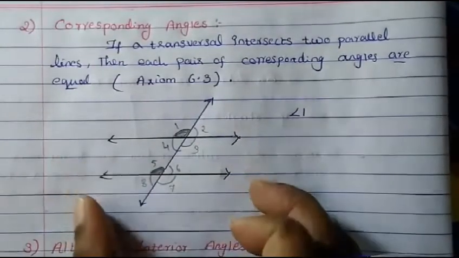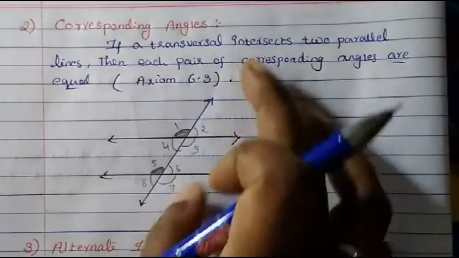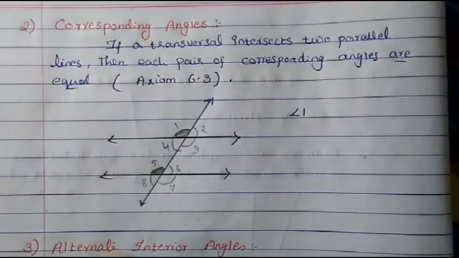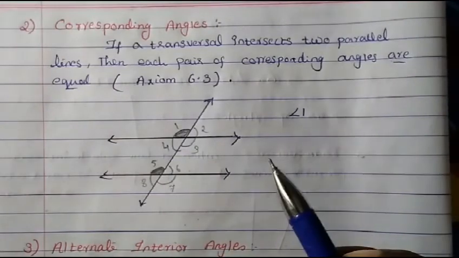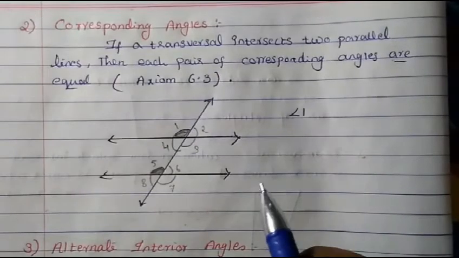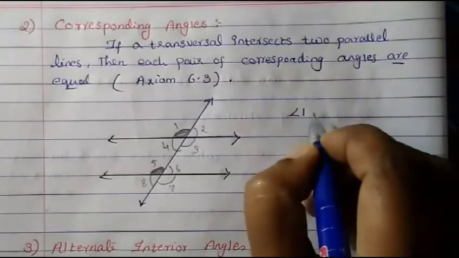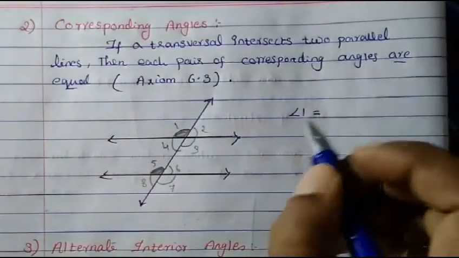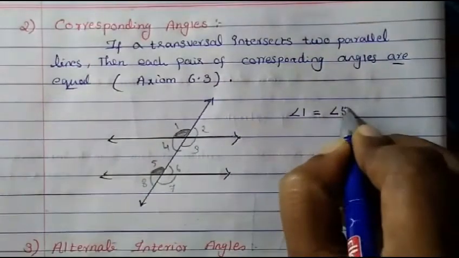When the lines are parallel, when these two lines are parallel and the transversal is intersecting, then all these corresponding angles, or vertically opposite angles, and the remaining angles that we are going to study, are equal to each other only when it is a parallel line. In short. So here also the corresponding angles are equal to each other. So that means angle 1 is equal to angle 5.